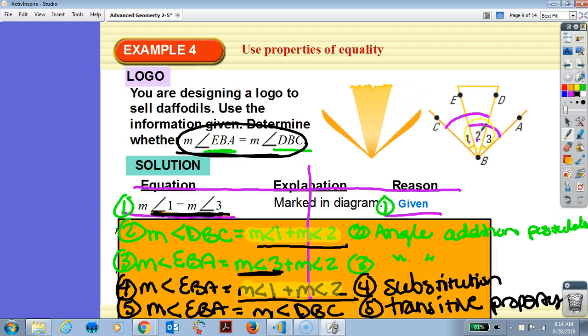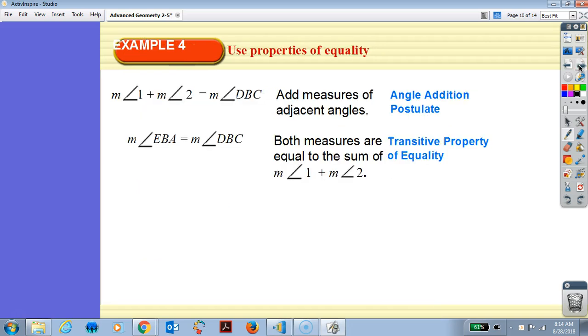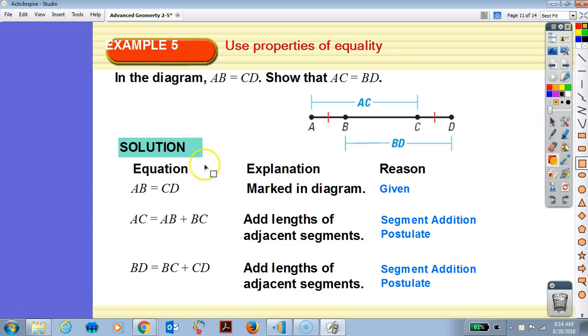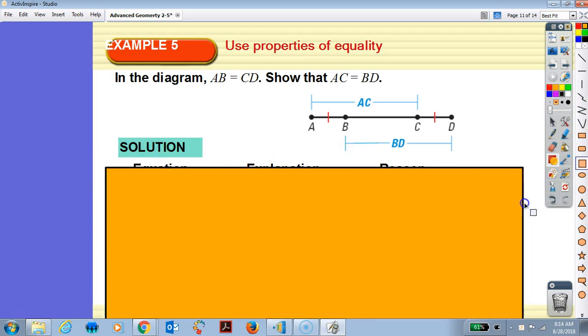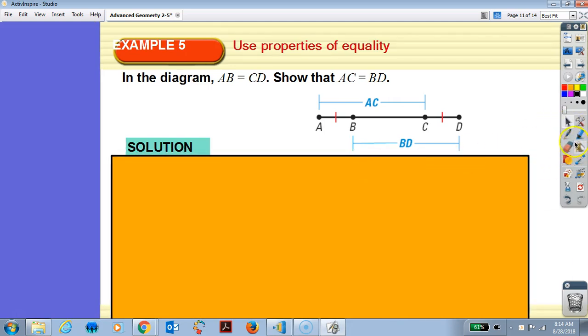Well, think about it, guys. If these are both the same and this is the same on both of them, this overlaps. Obviously, they're both going to be equal, but this is the proof as to why. We have to prove that they're equal. So, we can also do the segment addition postulate.